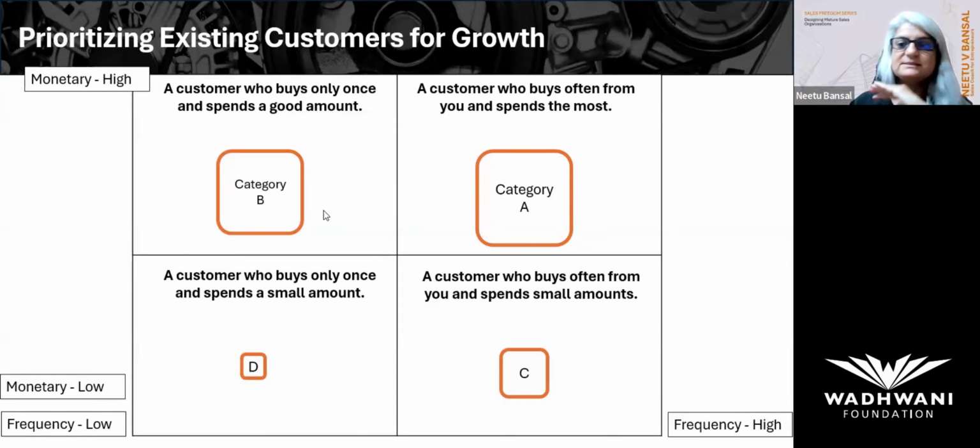So there's a high risk and a high reward area. B is the safe stability area. That is okay, but it also means there is an opportunity for you to ask, because they're just buying once from you. There are opportunities for you to push them to buy more. Cross-sell and upsell opportunities will be here.